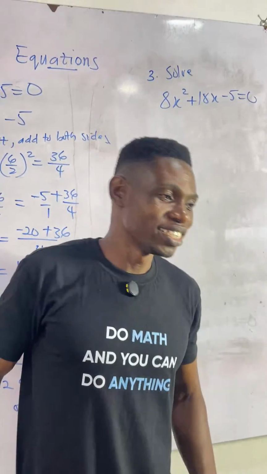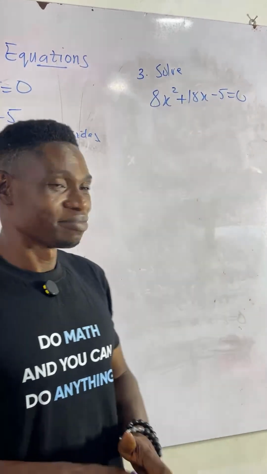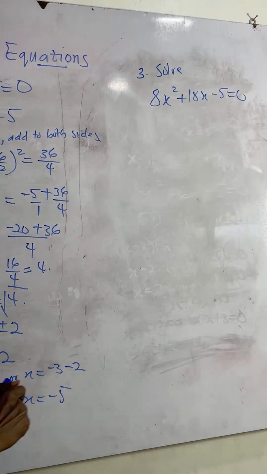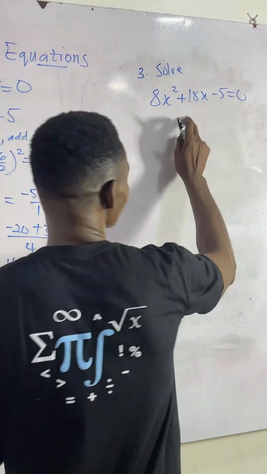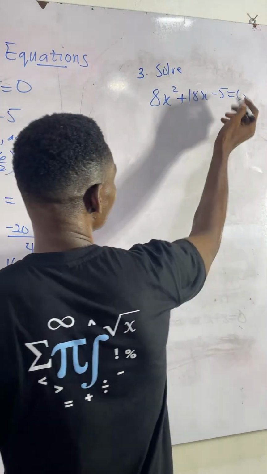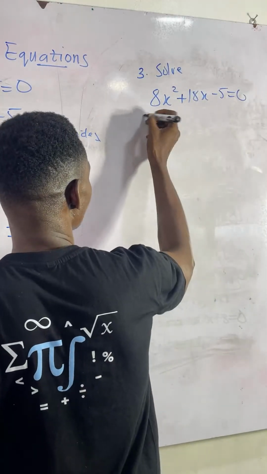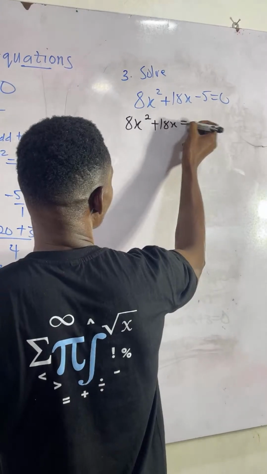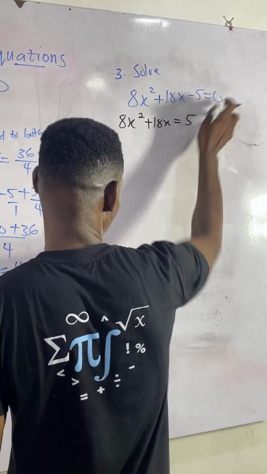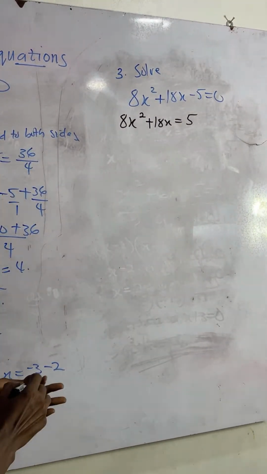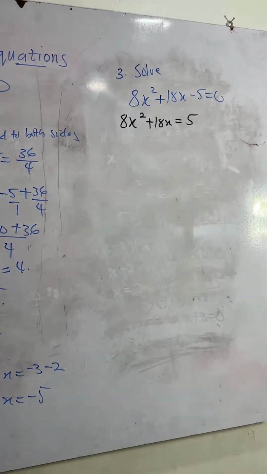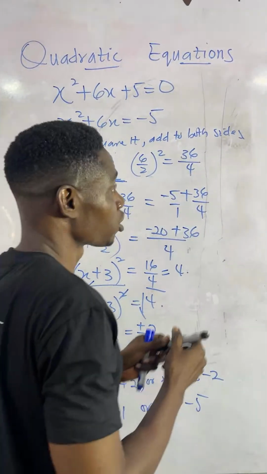Alright, so let's proceed. Let's see what the answer gives. Let's solve. So remember, this is completing the square. The first thing you do, you create the two sides. So you have 8x squared plus 18x equal to 5, right? So that's what we said. Our first step is to take c to the other side. Second step is to do what? Divide throughout by a.